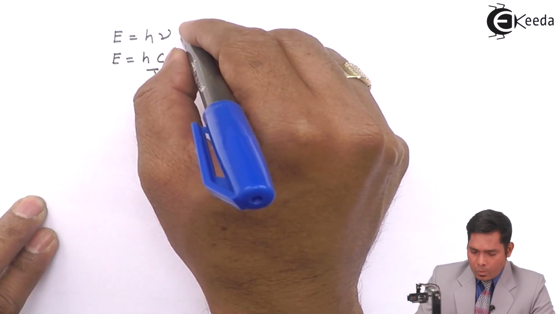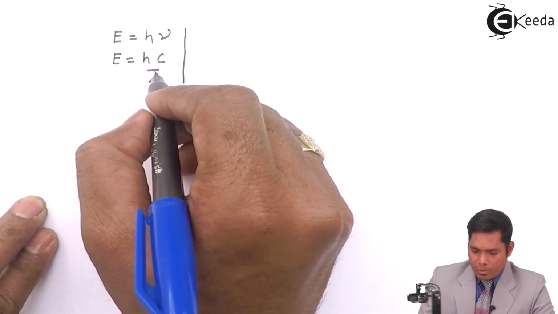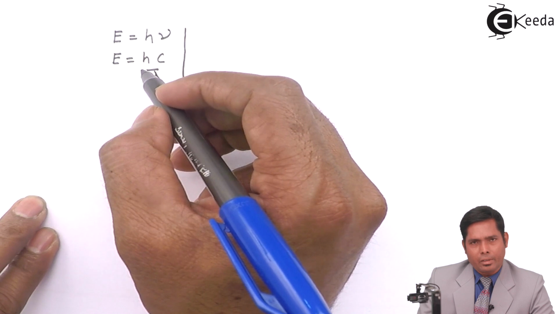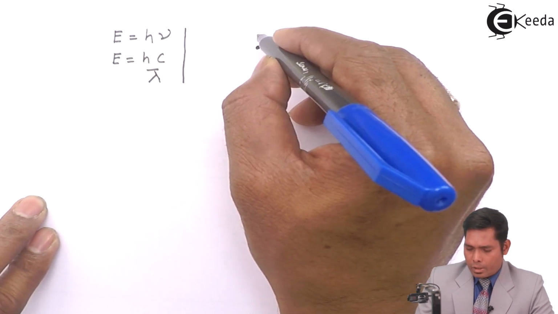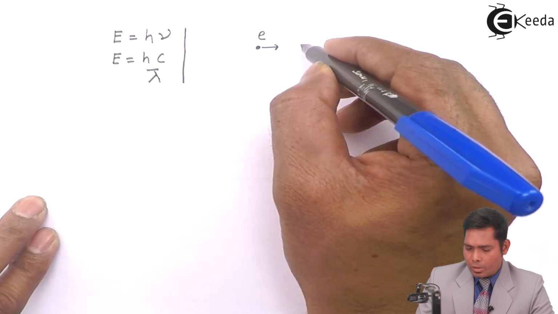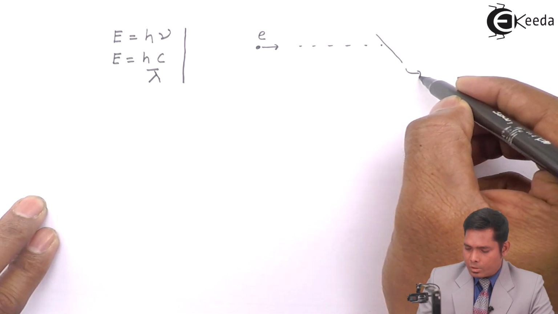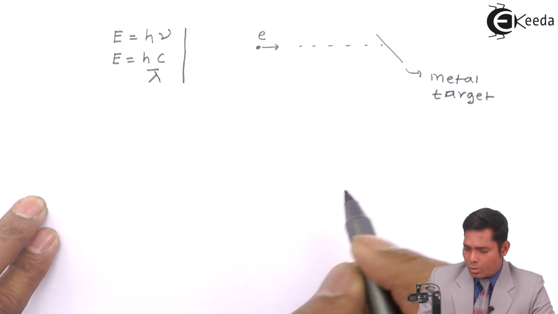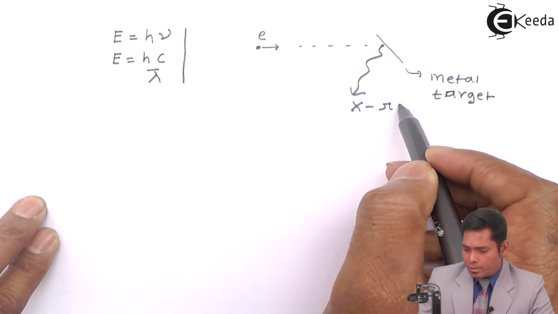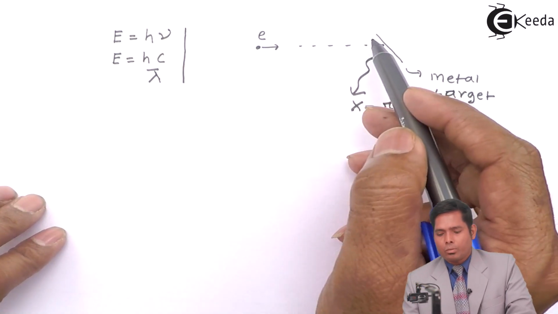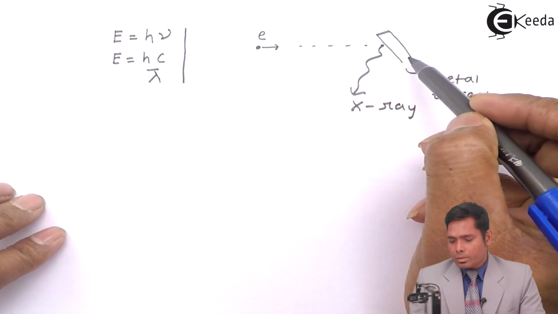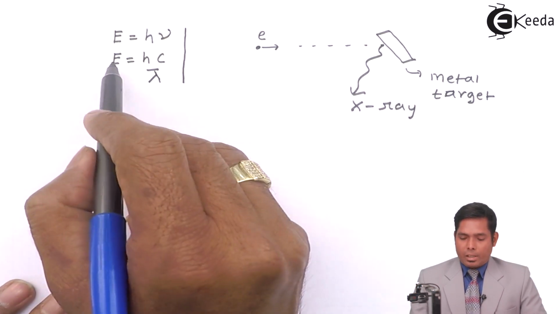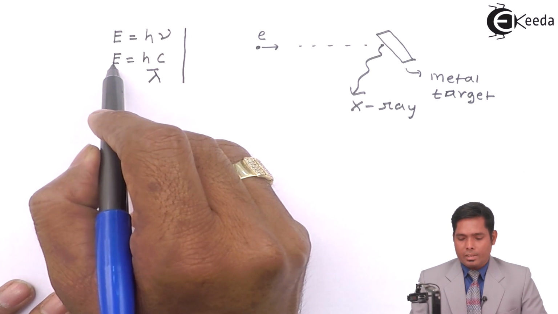Now, I have got this lambda, but I want to know what E is. E is energy, and what is the energy of the photon? In this case, it is the electron which is moving toward the metal target to produce what is known as X-rays. When fast moving electrons are suddenly stopped by a metal plate, X-rays are produced. Now, what is the energy of this X-ray? E stands for the energy of the X-ray.